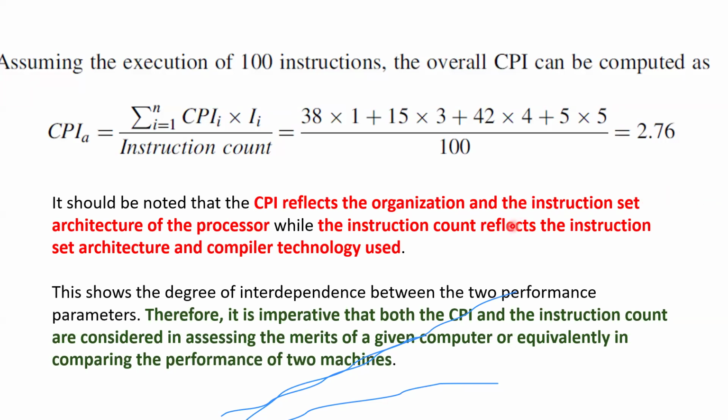Now, there are some things we should note. Number one, the CPI reflects the organization and the instruction set architecture of the processor, whilst the instruction count reflects the instruction set architecture and the compiler technology used. Hence, the overall CPI will give us a fair idea of the performance of the computer.